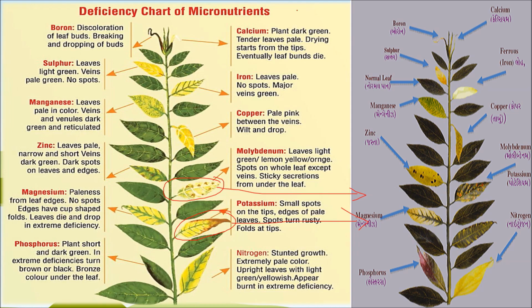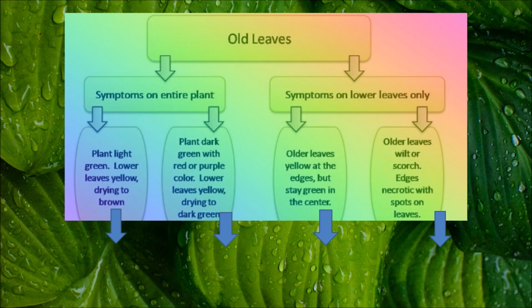Like phosphorus, if we say the darkening is a very important symptom. Zinc, if we say, then short veins, dark green color, dark spots on the leaves, that is a symptom associated with zinc. If the leaves are light or lemon yellow in color or orange in color, then that symptom is relating to molybdenum deficiency. So you should be able to pick the deficiency symptom from the nutrient chart available here.